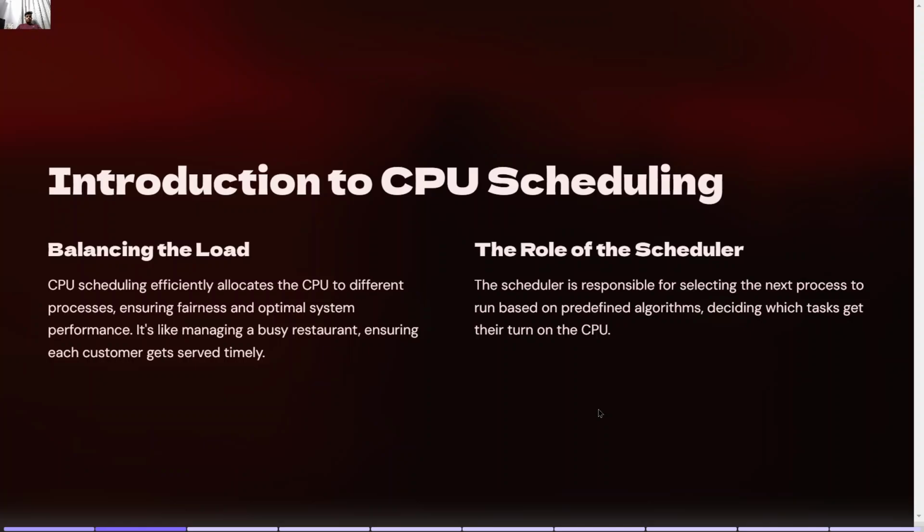Now, introduction to CPU scheduling. At first, balancing the load. CPU scheduling efficiently allocates the CPU to different processes, ensuring fairness and optimal system performance. It's like managing a busy restaurant, ensuring each customer gets served timely. Then the role of the scheduler: the scheduler is responsible for selecting the next process to run based on predefined algorithms, deciding which task gets its turn on the CPU.